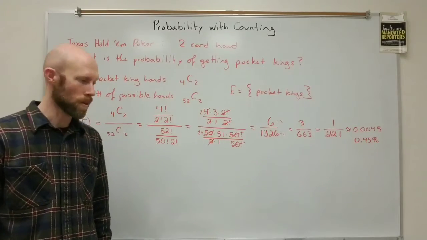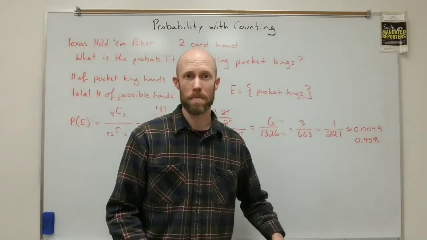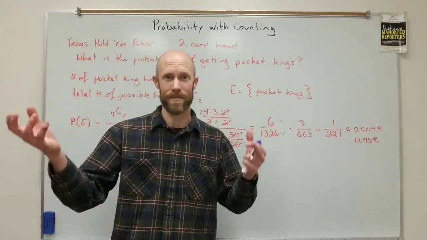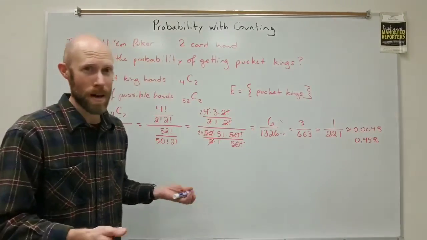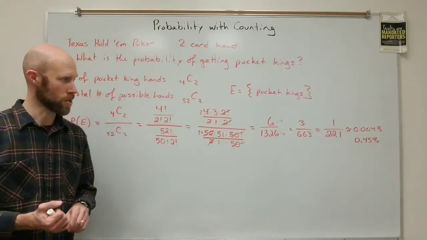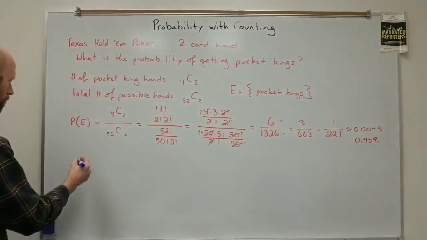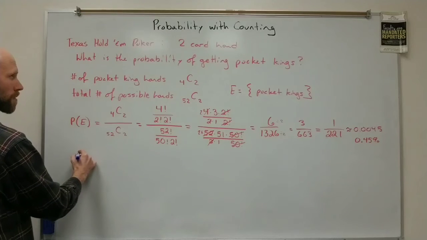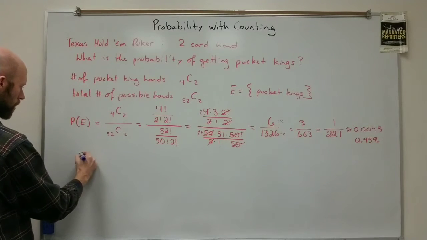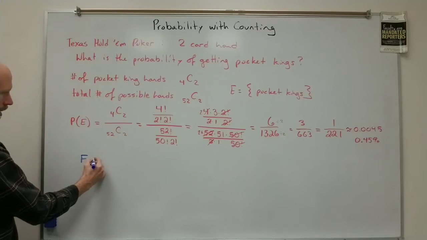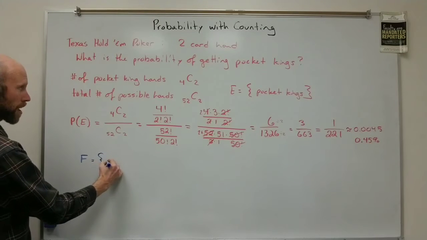But now let's say, for example, I change this up a little bit. Let's just say I wanted pocket pairs. It could be any pair: kings, aces, 2s, 3s, 9s, jacks, anything, doesn't matter. How do I make that calculation? Well, instead of making it event E, let's make it event F, just use a different letter here, and let's call that pocket pairs.